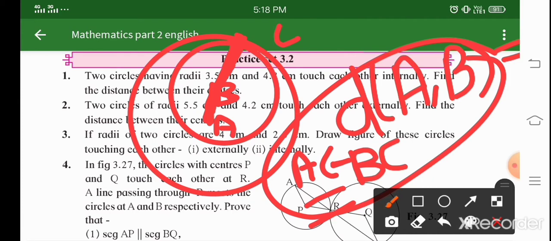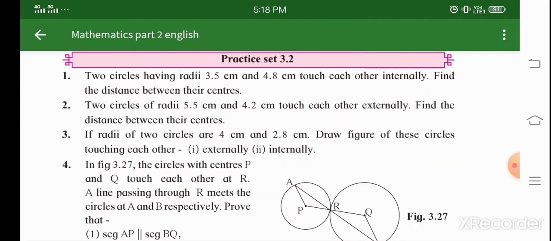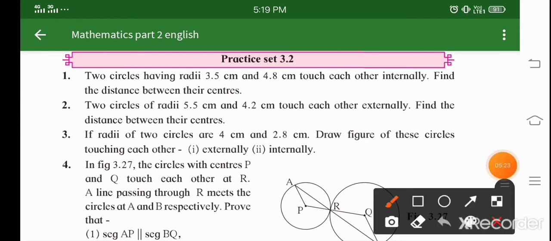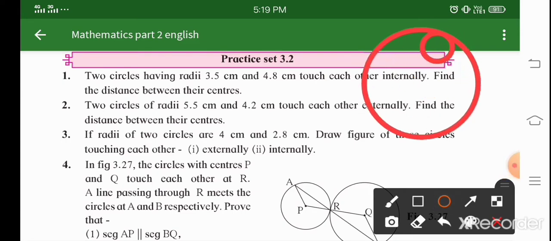Now let's solve practice set 3.2 question number 1. See what they have given in question number 1. They have given two circles with radii 3.5 centimeters and 4.8 centimeters, and they are touching internally, and we have to find the distance between their centers. The first question is based on internally touching circles only. So just draw that circle again, the internally touching circles, right? Just draw it.